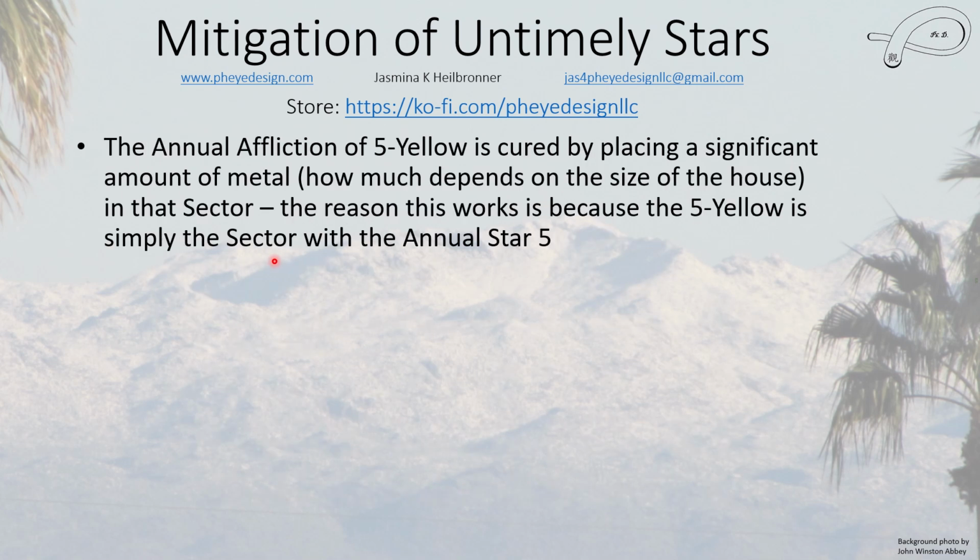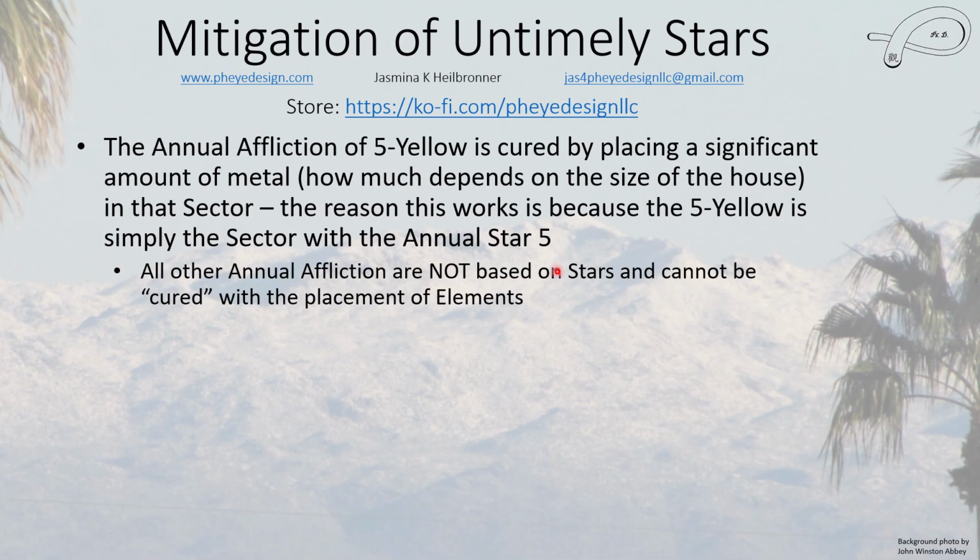Now, the annual affliction 5 yellow is cured by placing a significant amount of metal. It really does depend on the size of your house. An average size house needs 60 kilograms. The reason it works is because the 5 yellow is simply the sector with the annual star 5. That's the definition of where 5 yellow is. Now, all other annual afflictions are not based on stars and can't be cured by the placement of elements. I have other videos that talk about how to deal with that.